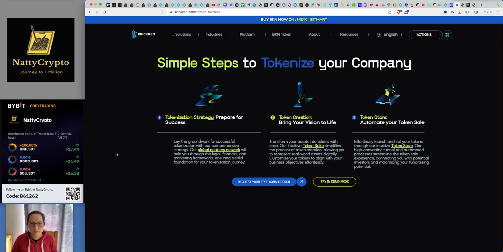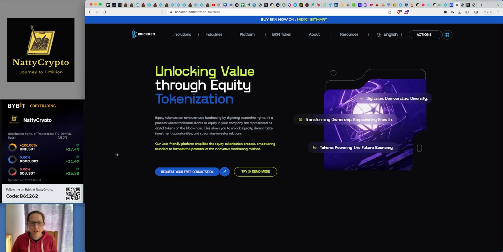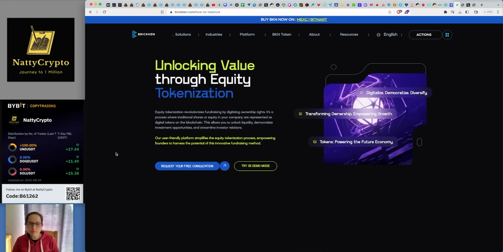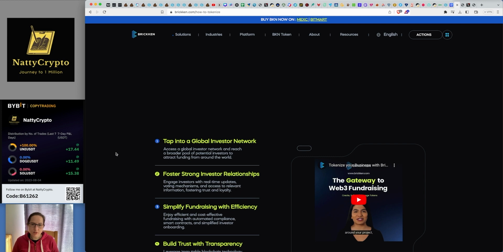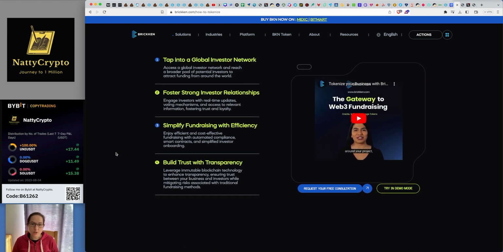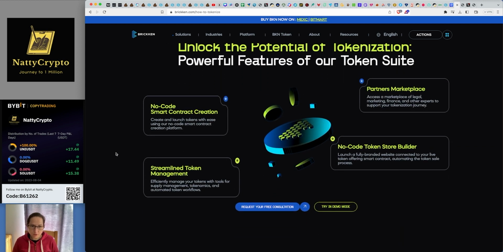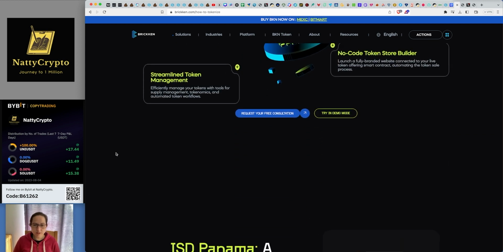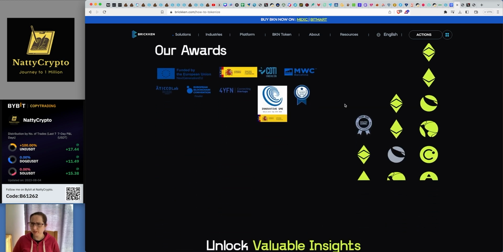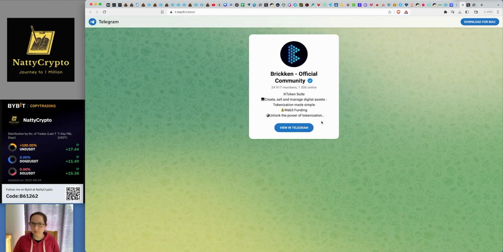Simple steps to tokenize your company. We've seen that already. Unlock your value through equity. Tap into global investor network. Foster strong investor relationships. Simplify fundraising with efficiency. Build trust with transparency. No code smart contract creation, partnership marketing. I think this looks absolutely really, really good, to be honest with you.